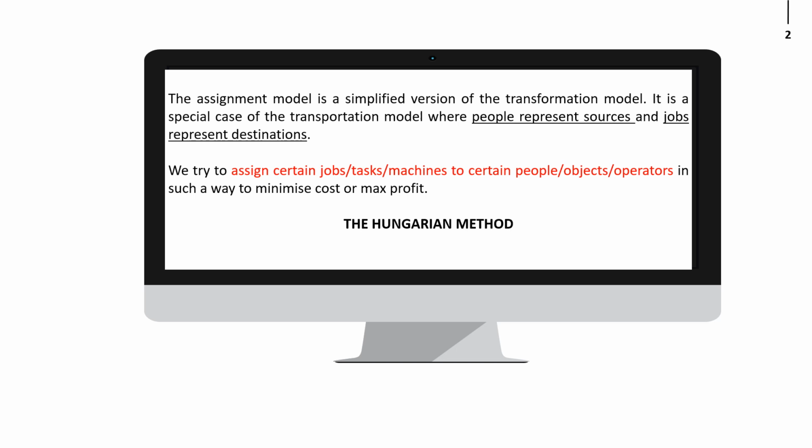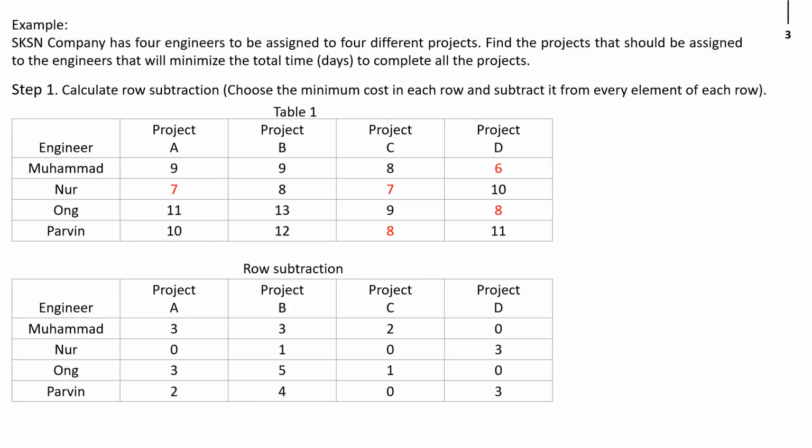In this problem, we try to assign certain jobs or tasks or machines to certain people or objects or operators in such a way as to minimize cost or to maximize profit. And for this problem, I will apply the Hungarian method. Let us do an example for this problem.